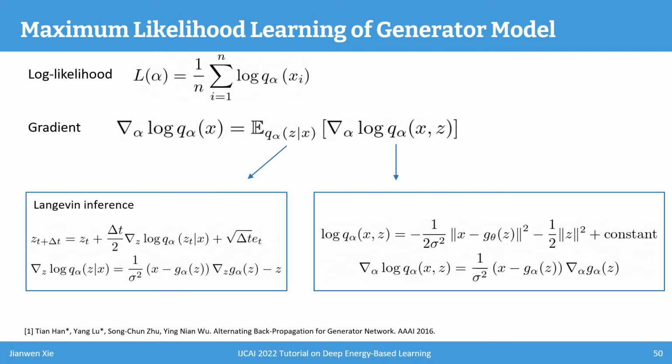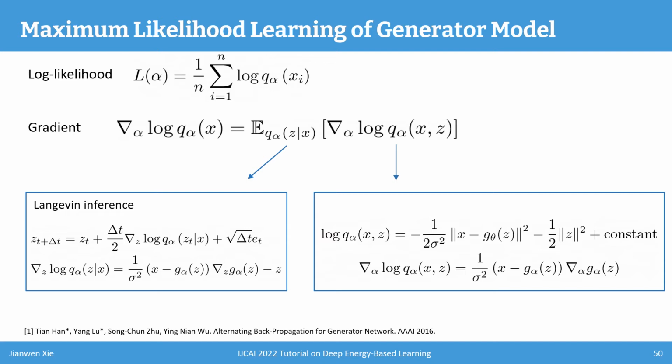In order to evaluate the learning gradient, Markov chain Monte Carlo, such as Langevin dynamics, is used to sample from the posterior distribution. For each observed example X, we infer its latent vector Z by the Langevin inference process, and then update the parameters alpha by maximizing the joint log likelihood of X and Z.